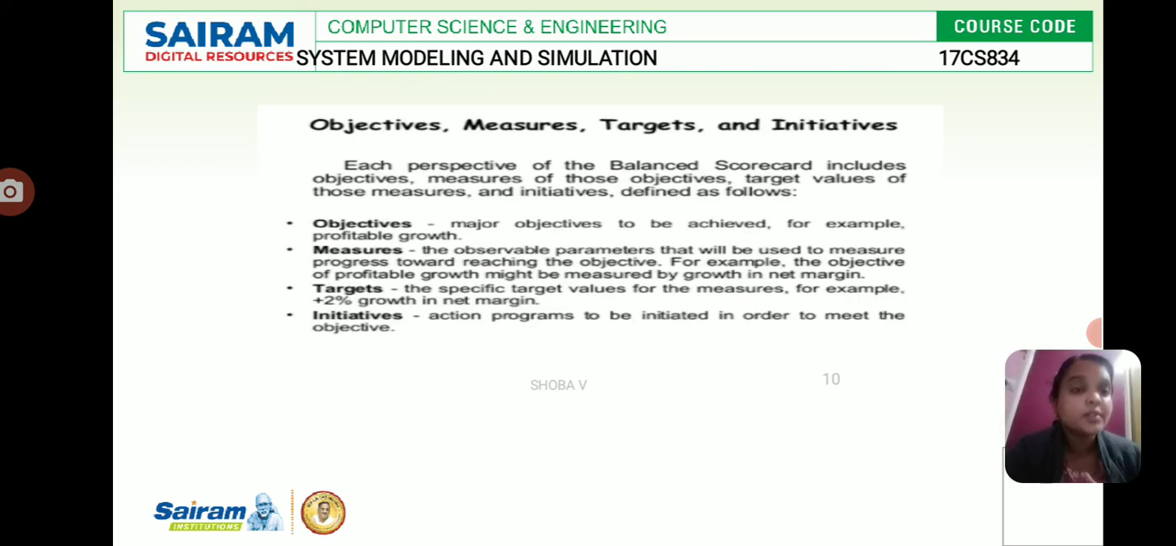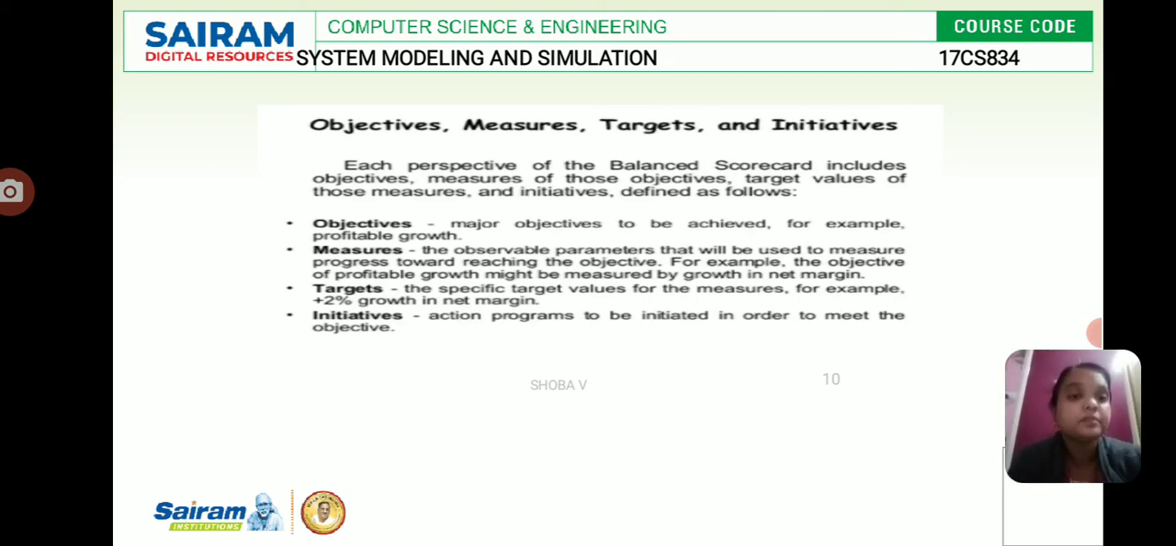Now, objectives, measures, targets and initiatives. Each perspective of the balanced scorecard includes objectives, measures of those objectives, and a target value for those measures, and initiatives. The target is the specific target value for the measures, for example 2% growth in net margin, 3% growth in net margin, or 5% growth in net margin. Like that we can go for fixing the targets.